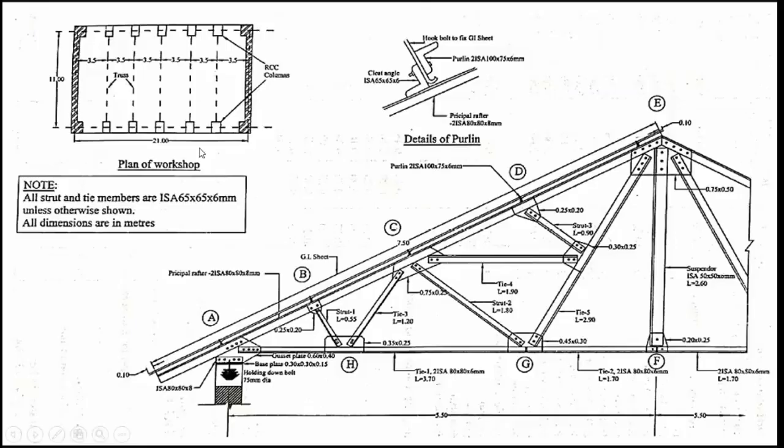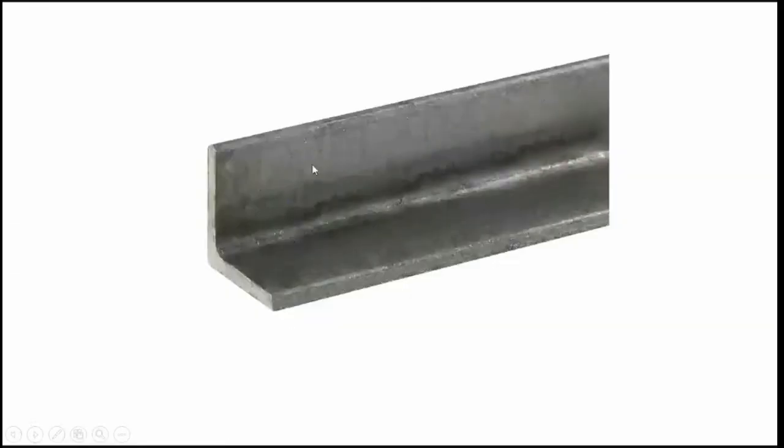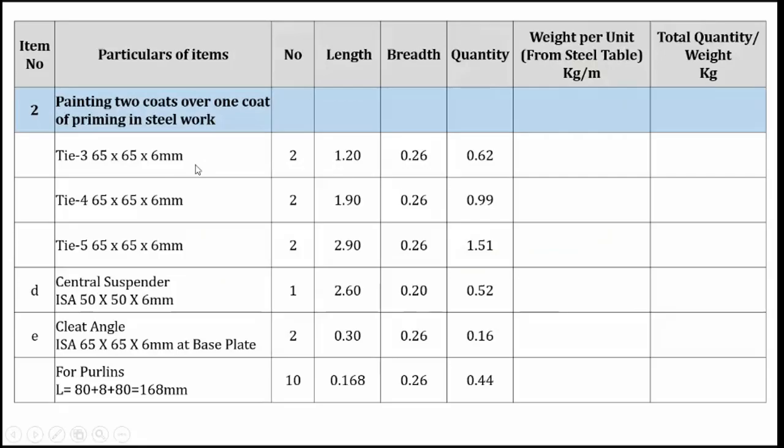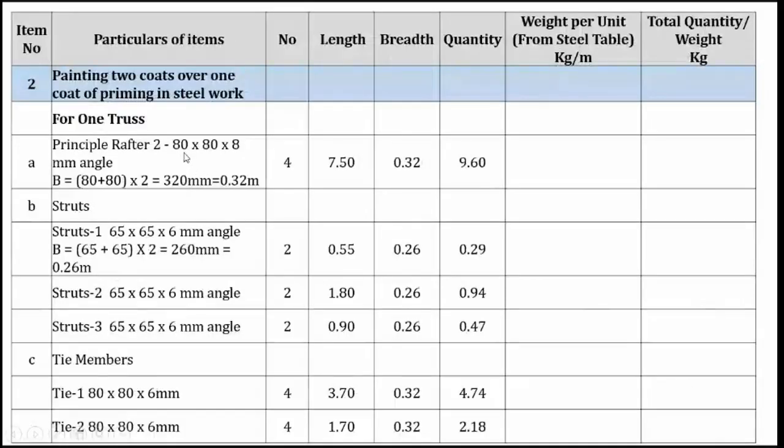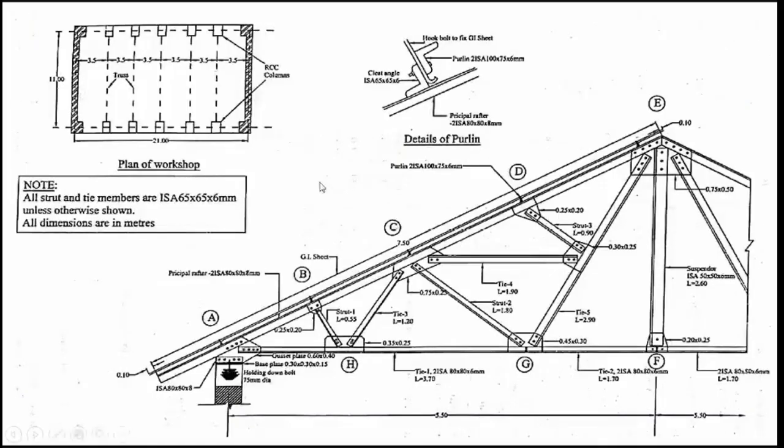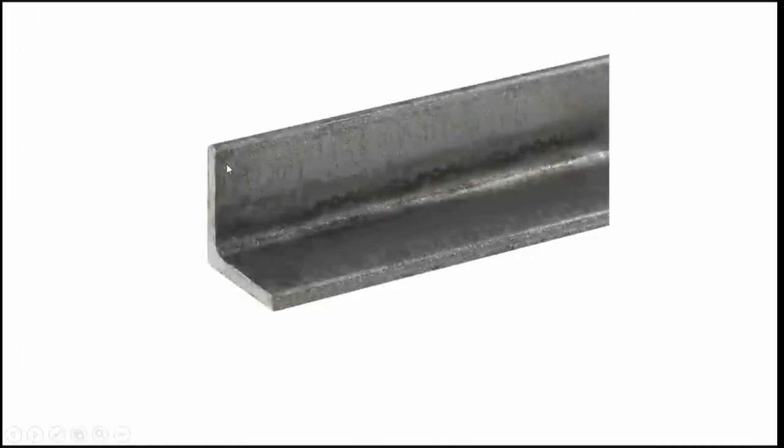Now if you take this angle section, I want to do painting of this angle section. Where are we going to do the painting? If you see, the bottom surface, so this surface. For example, if you take this principal rafter, it is of size 80 by 8. Here I have shown 80 by 8, that means this surface is 80 mm, this surface is 80 mm. So these are two faces.